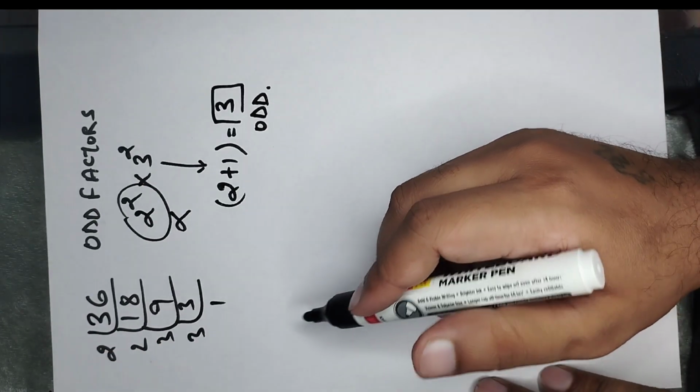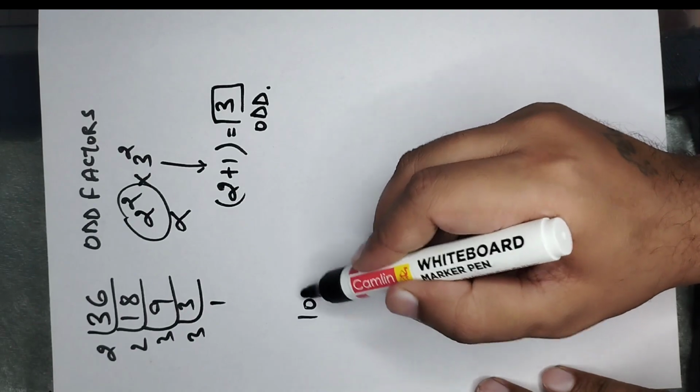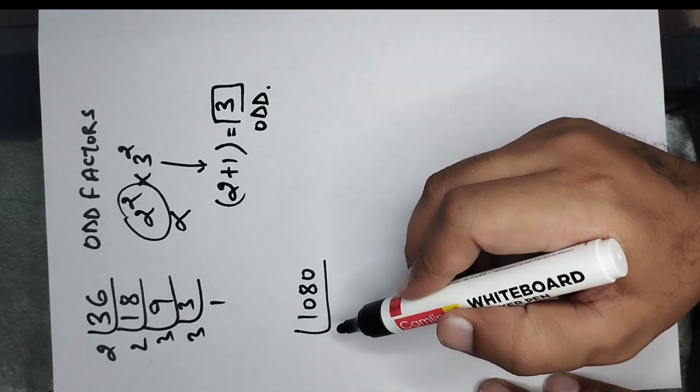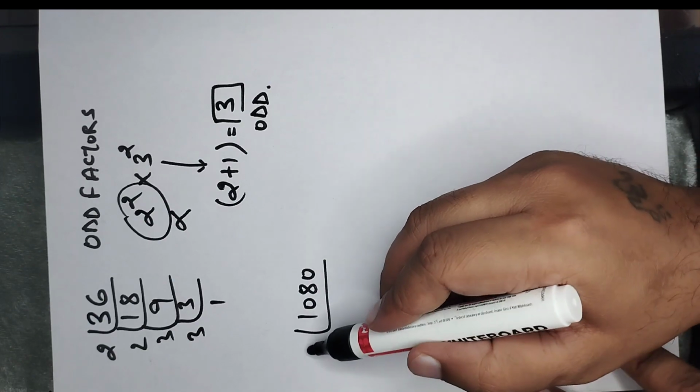Let us take one more example in this. Let us take this number 1080. Factorizing this number again and finding the number of odd factors.